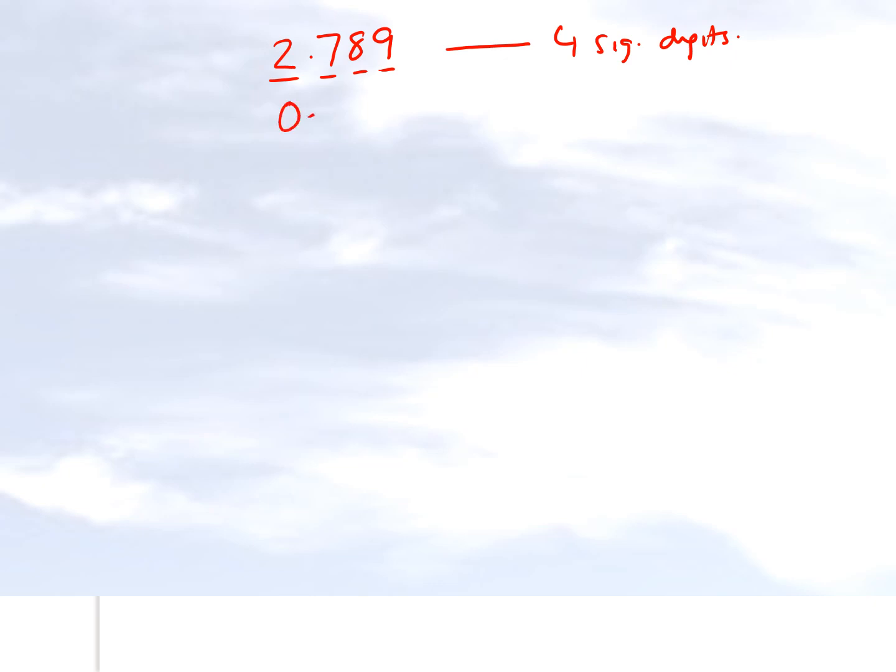Now let's suppose somebody says 0.0439, and in this case any of the zeros which are to the left of the first non-zero number are not significant. So this 0 is not significant, this 0 is not significant, but this 4, 3, and 9 are significant. So we have 3 significant digits here. So you can see the rule there about that.